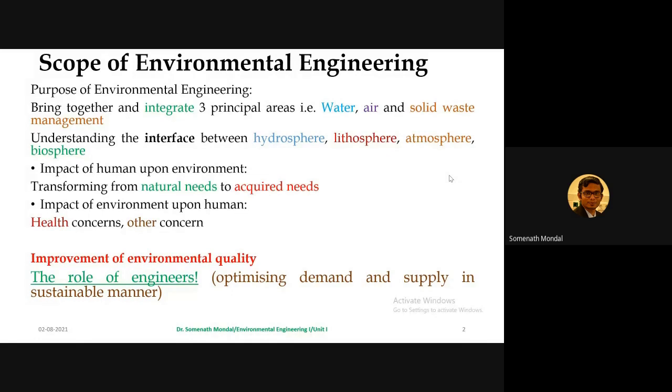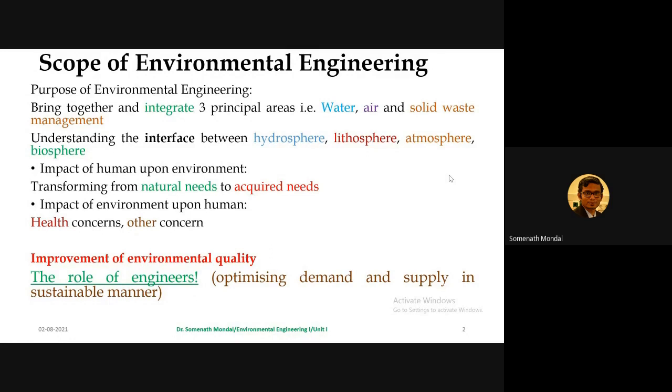Understanding the interface between hydrosphere, lithosphere, atmosphere, and biosphere. Basically, you need to understand what is the common thing we can take care of, just to take care of those four spheres. Hydrosphere basically means the water bodies present on our globe. And lithosphere deals with all those mineral soils and the upper portions. Then you have atmosphere and then biosphere.